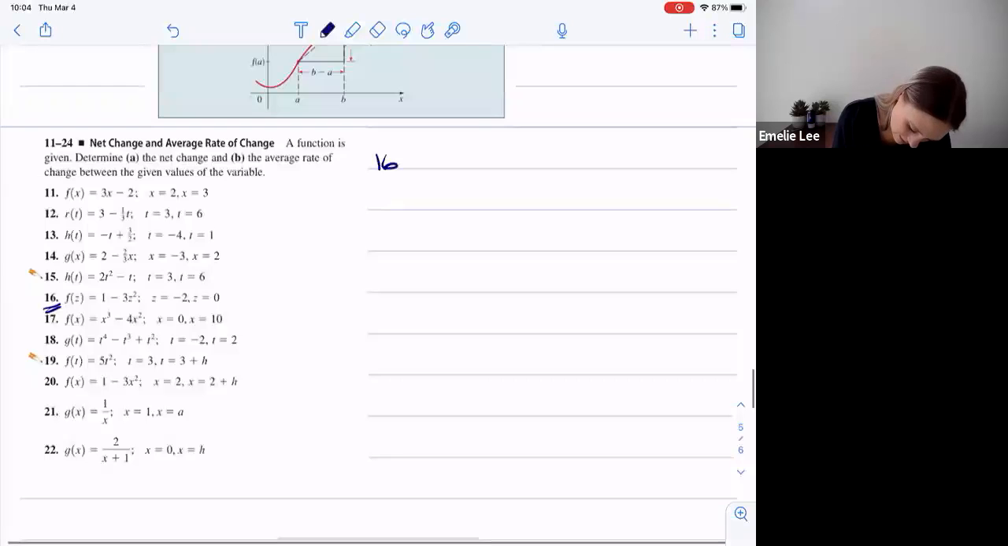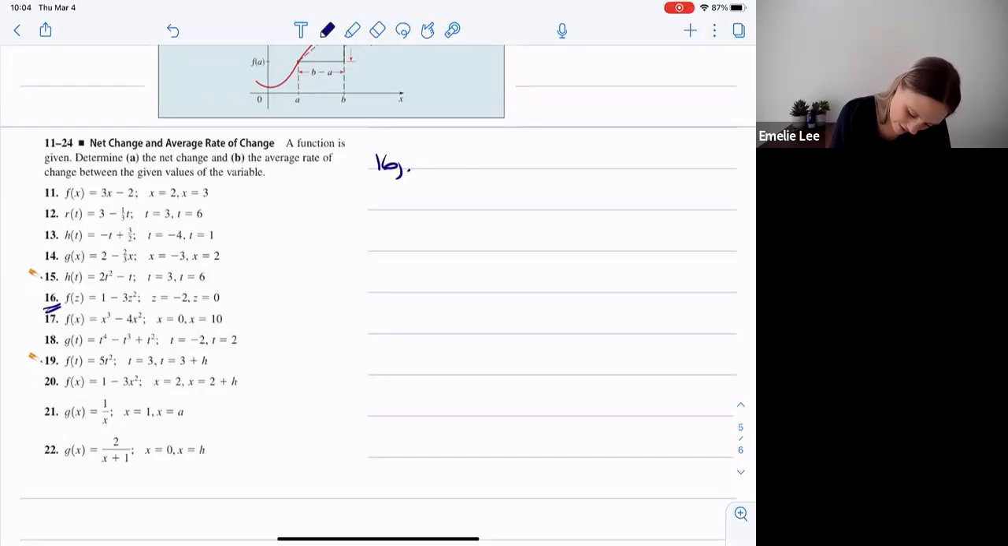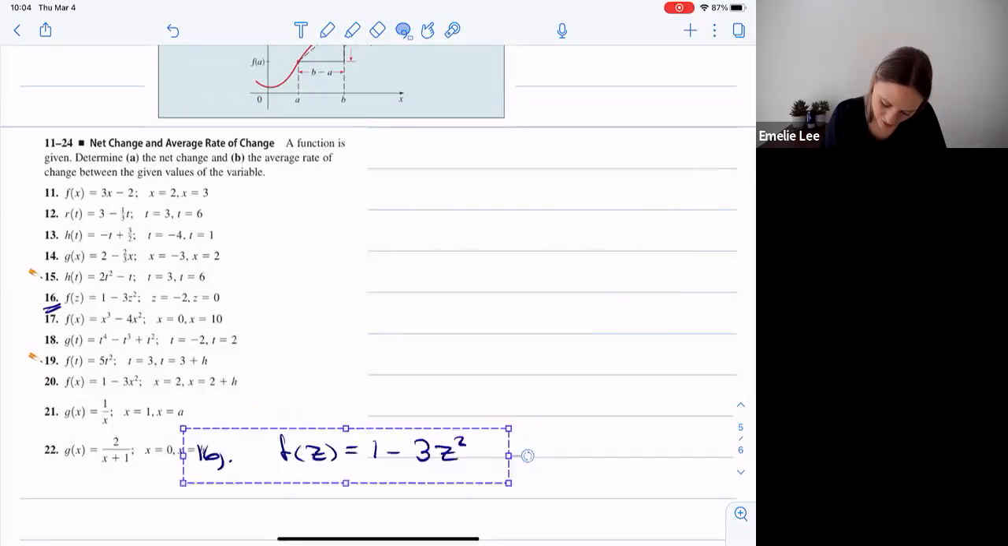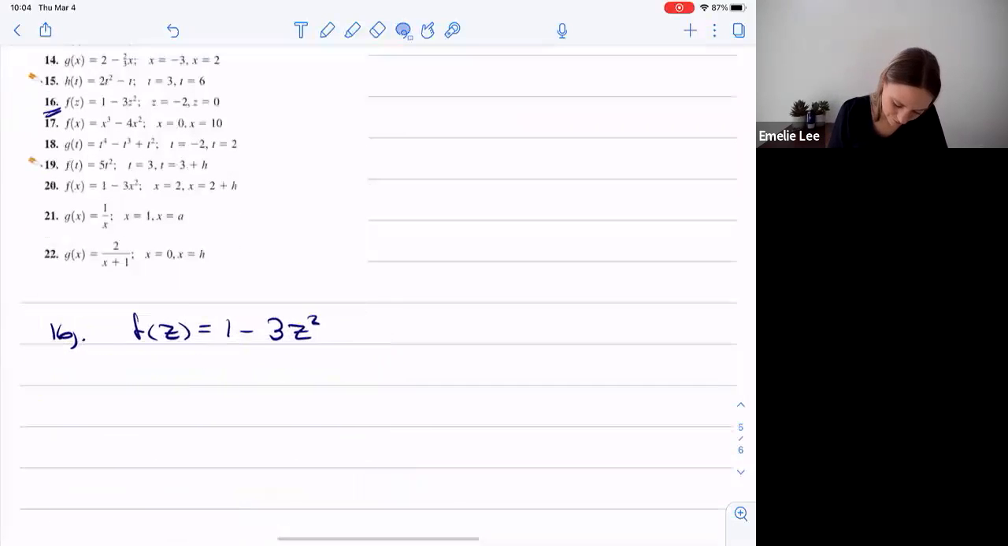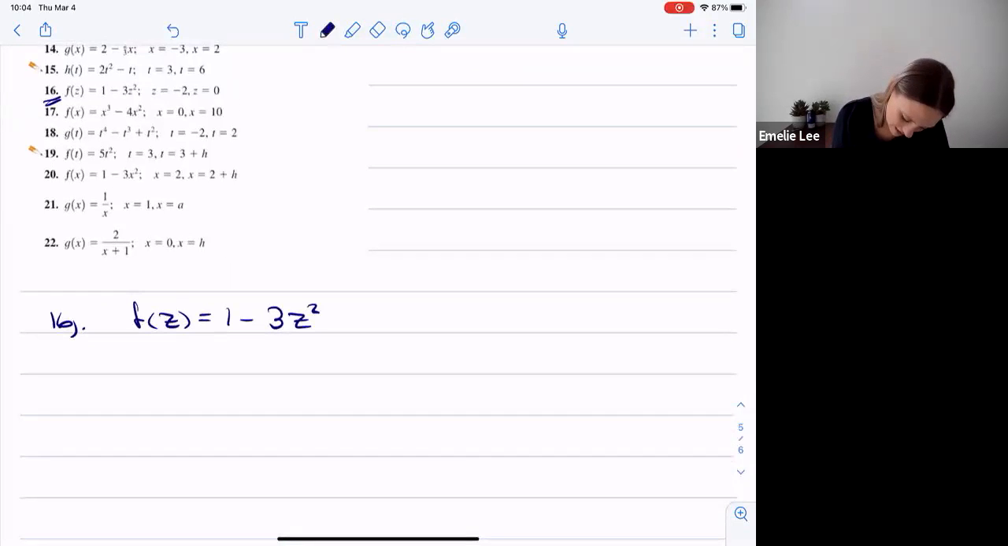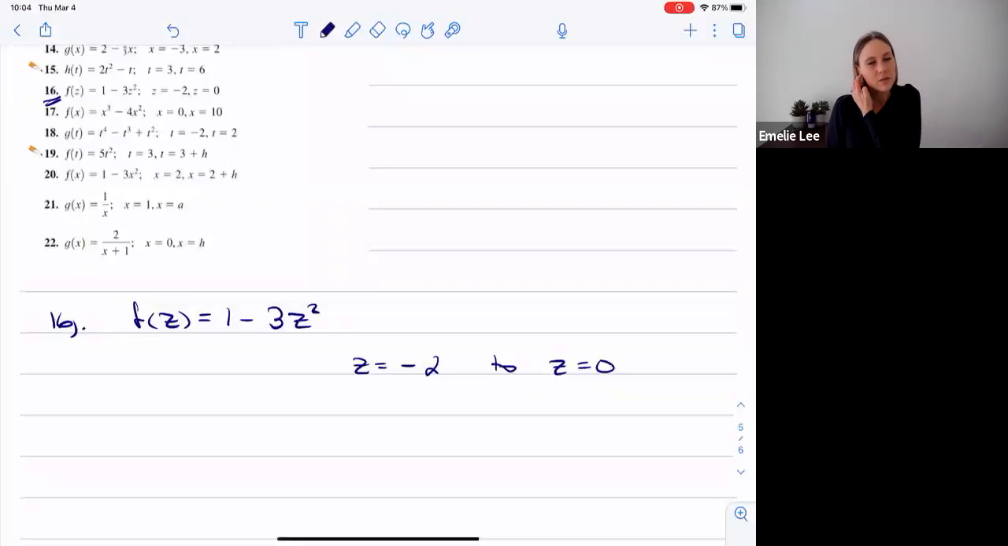So in 16, I'm told that f of z is 1 minus 3z squared. Maybe I should write this down below here for some more room. And we want from z equals -2 to z equals 0. Notice -2 is less than 0.